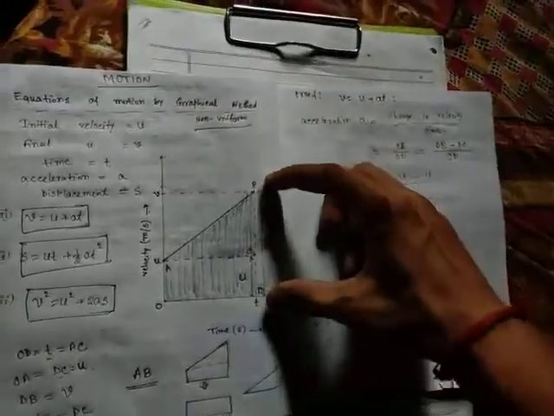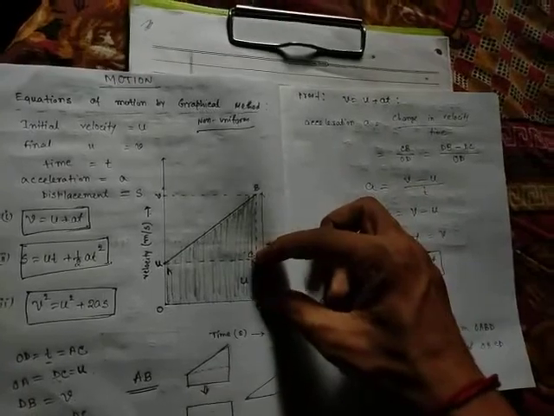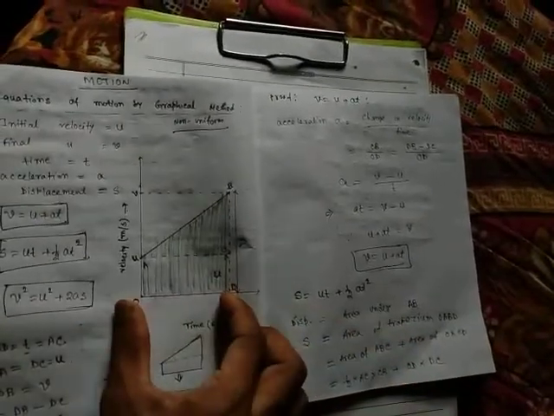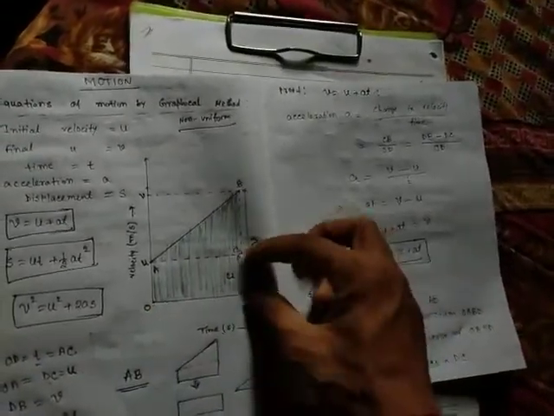CB means the total DB minus this DC. Total means V and this much is U. So CB means V minus U. So half into T into V minus U. Next, OD into DC. OD means time T and DC means U. So T into U.